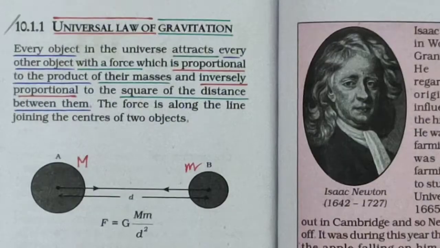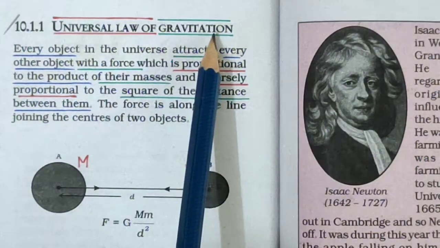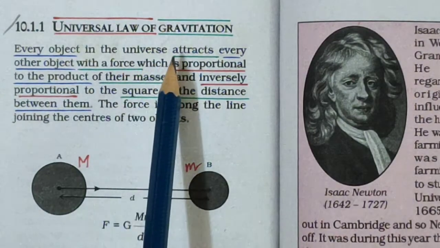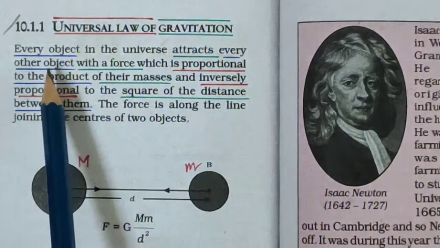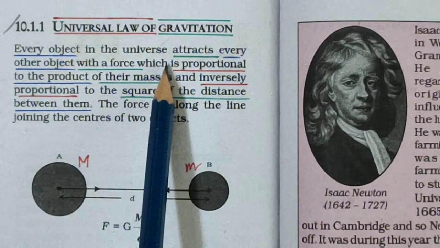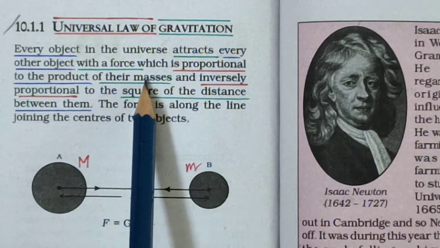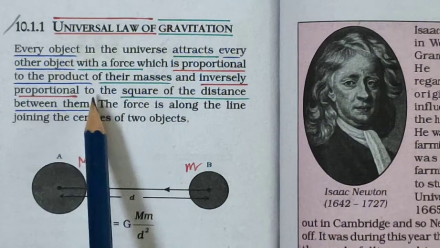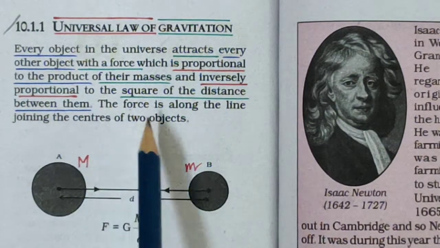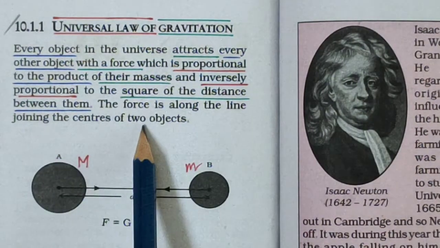Gravitation. Universal law of gravitation: every object in the universe attracts every other object with a force which is proportional to the product of their masses and inversely proportional to the square of the distance between them. The force is along the line joining the centers of the two objects.